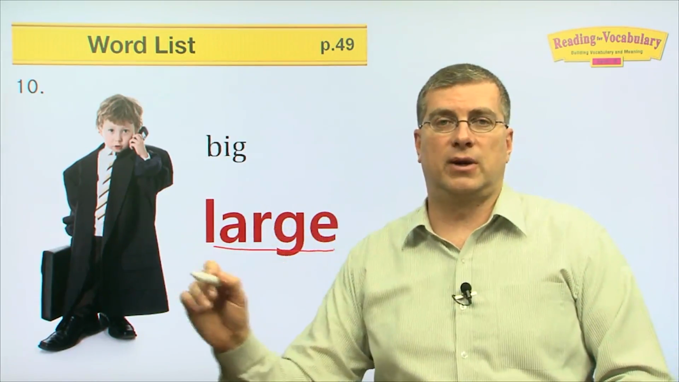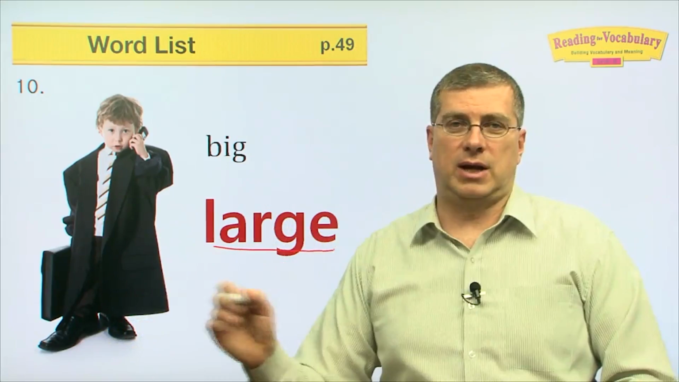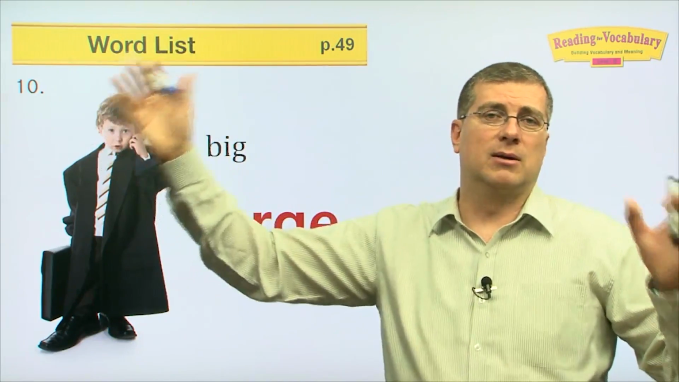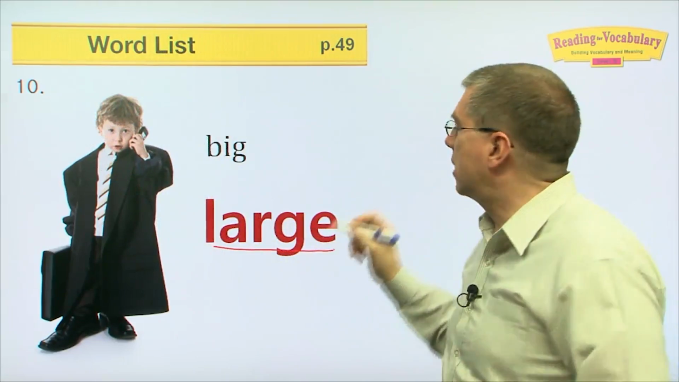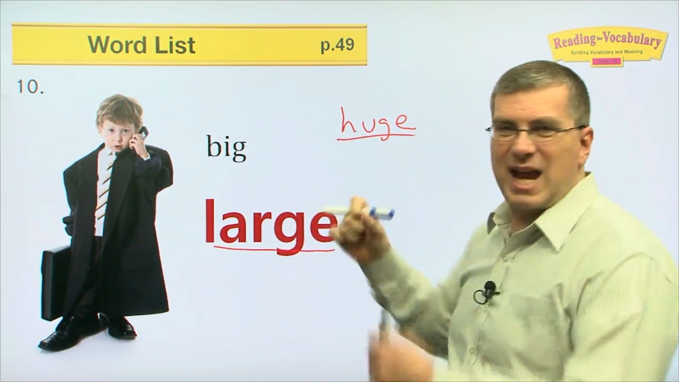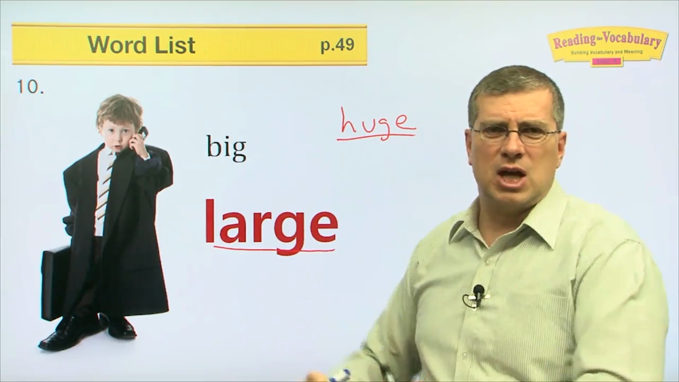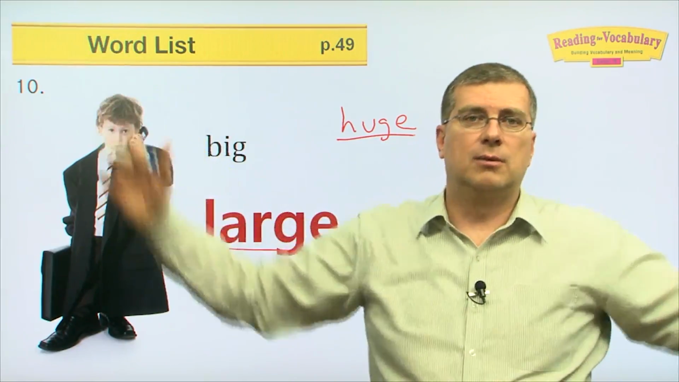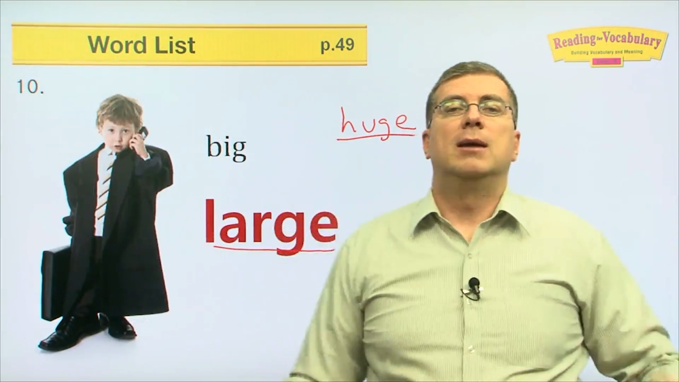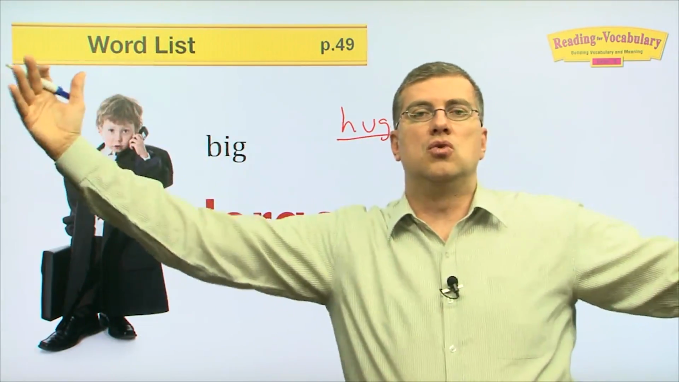Too large for him, too big for him. Okay, so large. Large is something that's very big, or huge. Huge is another word you could use. Huge has more emphasis, strength. It's huge, right? Really, really big. Not just big, but huge. Big and large and huge.